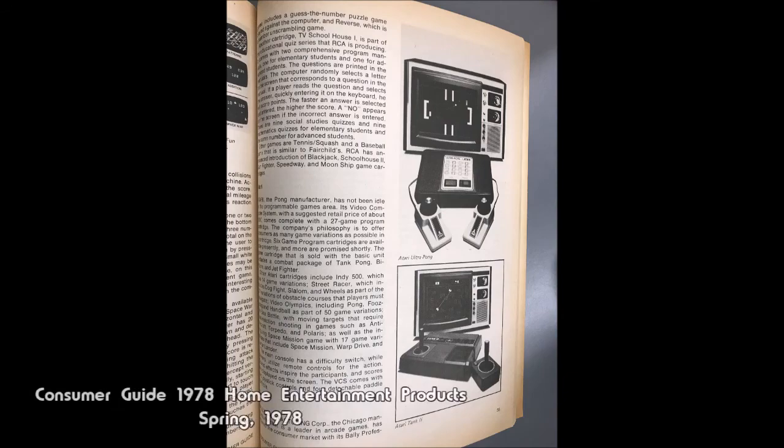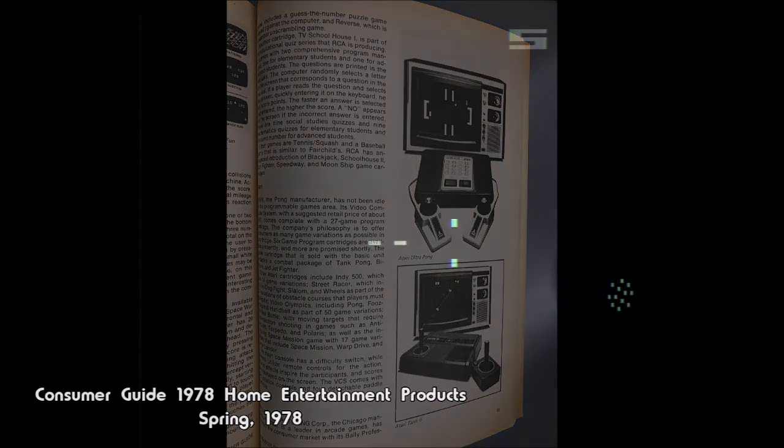I also haven't been able to confirm whether or not Starship was a launch game under Atari's own branding, or whether or not it came along later in the fall. This actually will be the case for the next few games we look at. Atari's early advertisements and product reviews indicate that a few of the initial 9 games in development were only expected to be out in stores by the end of 1977.